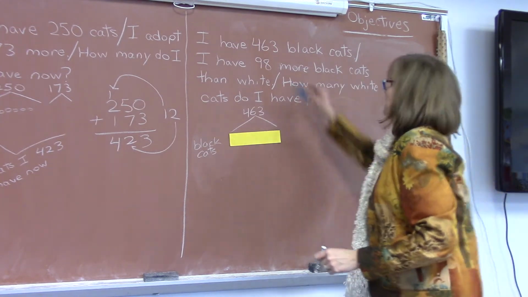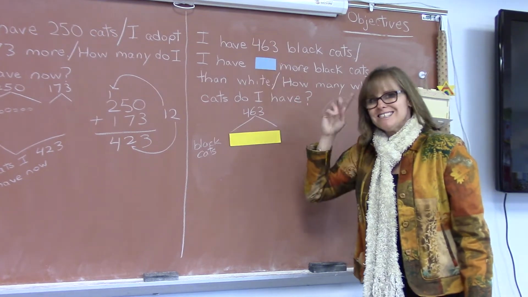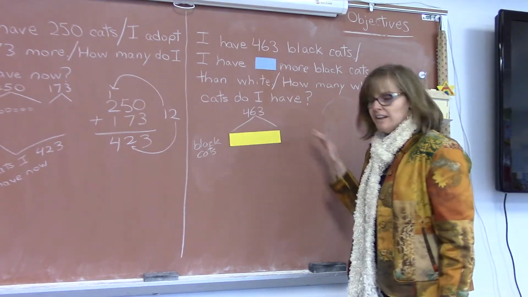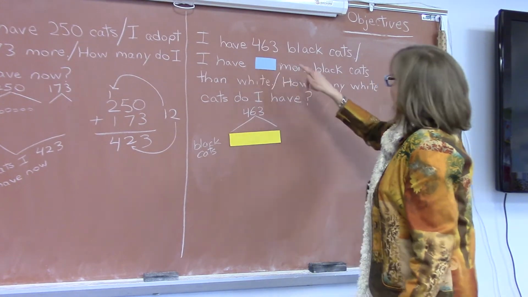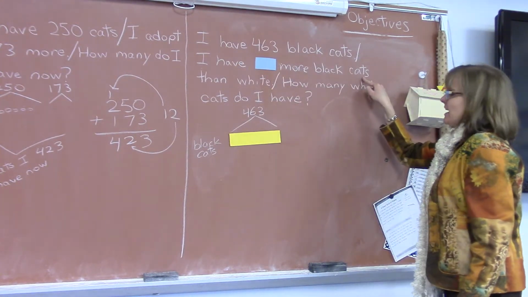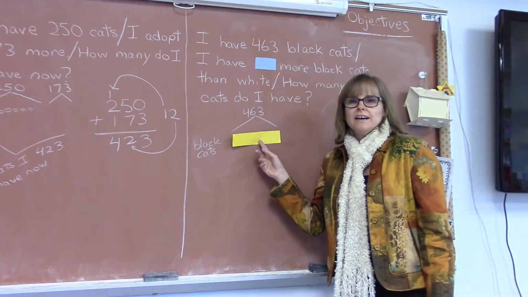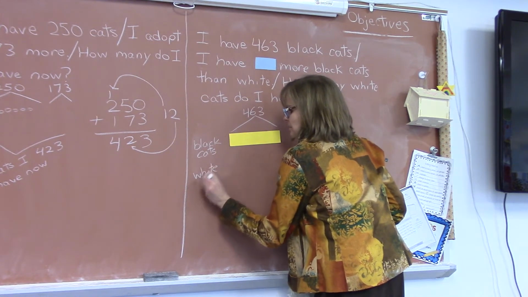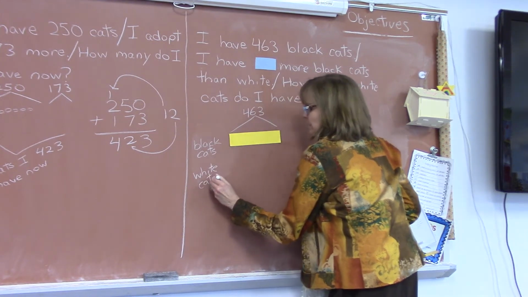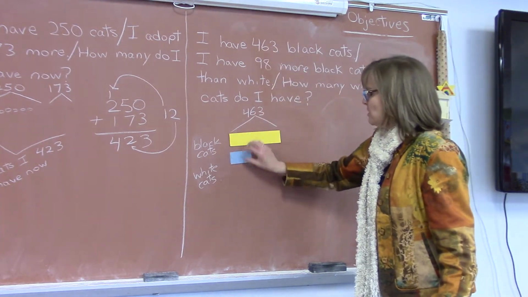I'm going to do the same thing. I'm going to look up here. I'm going to cover up that number so I can see if I can figure out whether I have more black cats or fewer black cats. This says I have more black cats than white. Oh, I have more black cats. So when I draw my bar model, I'm going to have to make sure that my white cats are going to be fewer. It's smaller.